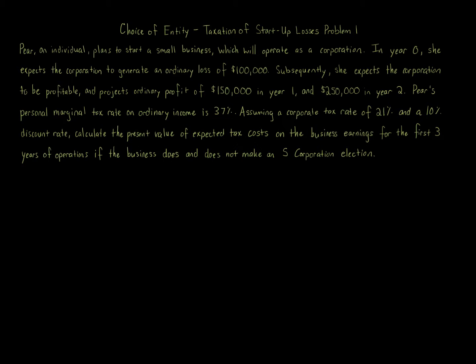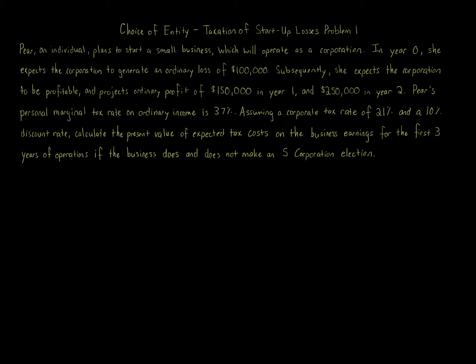Choice of entity, taxation of startup losses, problem 1. Pear, an individual, plans to start a small business which will operate as a corporation. In year 0, she expects the corporation to generate an ordinary loss of $100,000. Subsequently, she expects the corporation to be profitable and projects ordinary profit of $150,000 in year 1 and $250,000 in year 2. Pear's personal marginal tax rate on ordinary income is 37%.